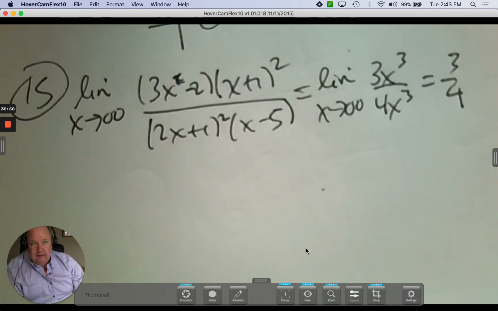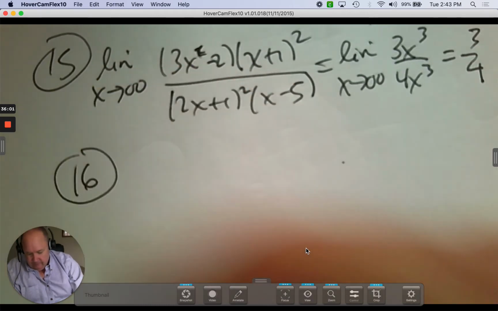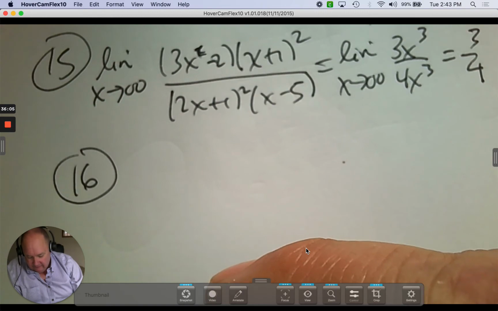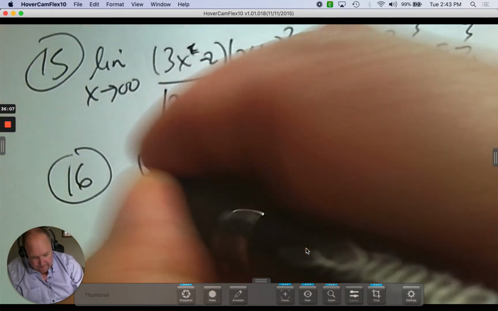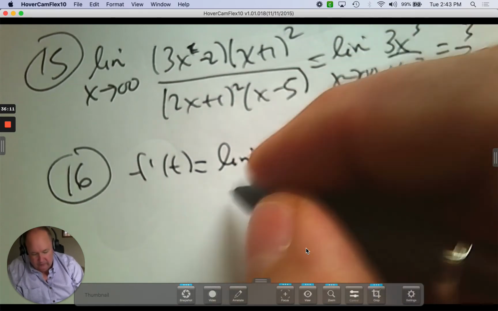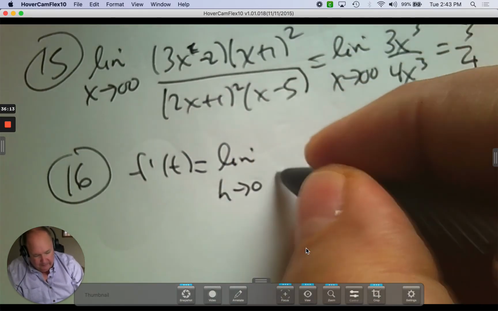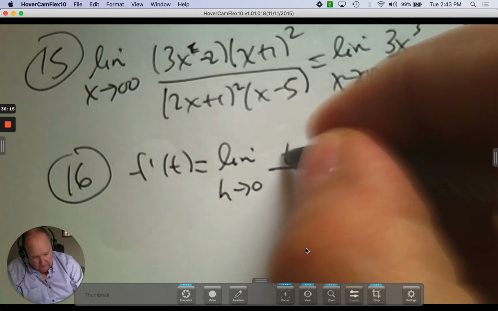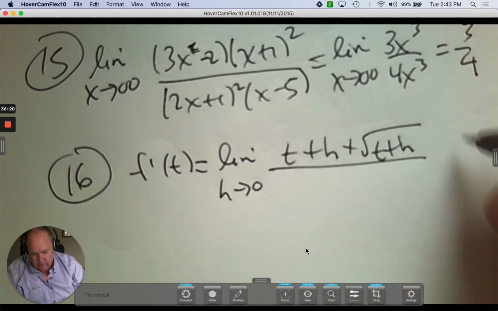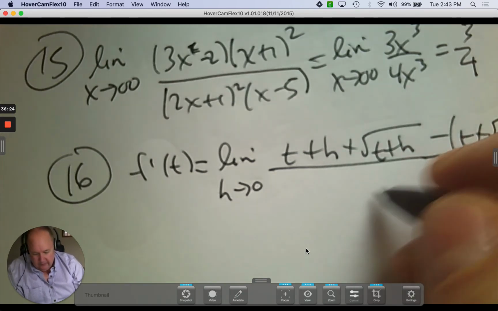Number 16. You have the derivative of that. Find f of t. So the derivative equals this. That's the definition of a derivative. Can you work backwards and just tell me what f of t equals? Now, it's actually way easier than you think.